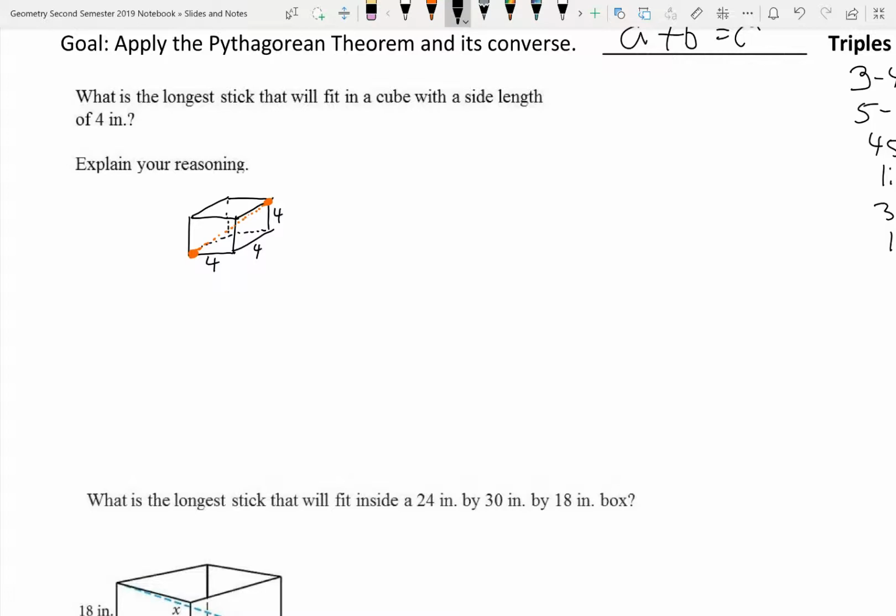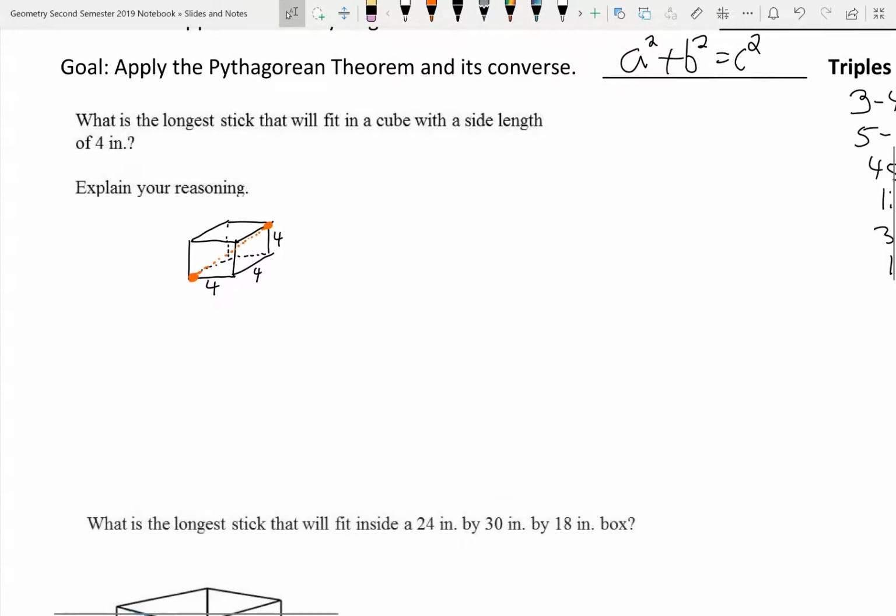So we're going to use the Pythagorean theorem to solve these problems. Now the Pythagorean theorem only works with right triangles, but thankfully this is a cube. And so this angle right here is a right angle. Then if I draw the dashed line down here, I'm going to have a right triangle right there. So I can kind of redraw that triangle over here.